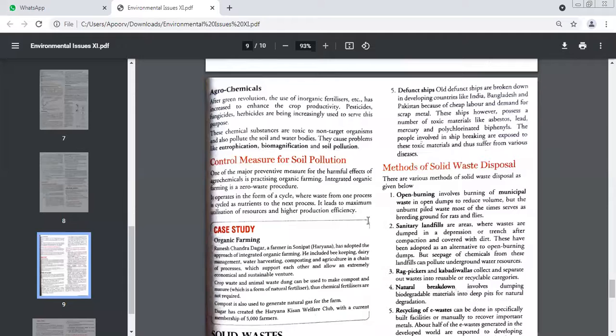Second is your sanitary landfills. These are areas where waste is dumped in a depression or trench after compaction and covered with dirt. We make a pit, we put all the waste in that, and then we cover it. These have been adopted as an alternative to open burning dumps. See, beta, they are open. The first category that we had were not covered ones. Sanitary landfills are covered ones.